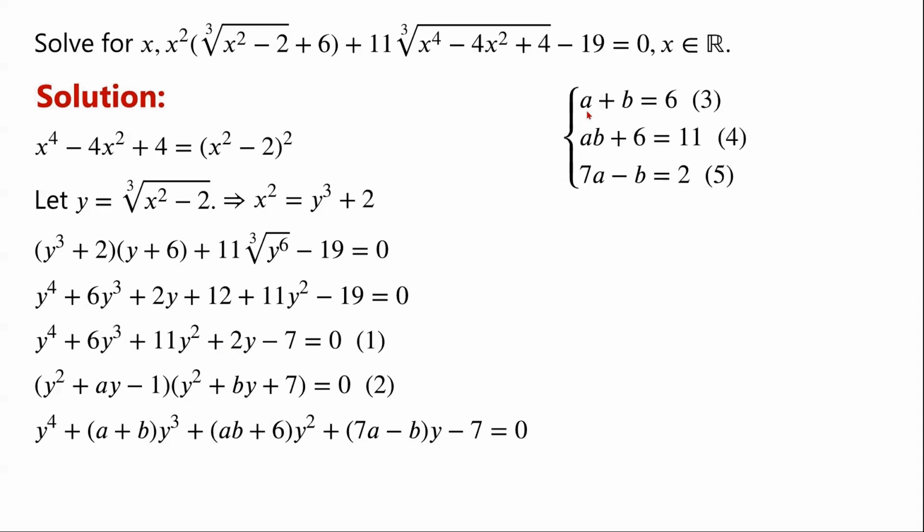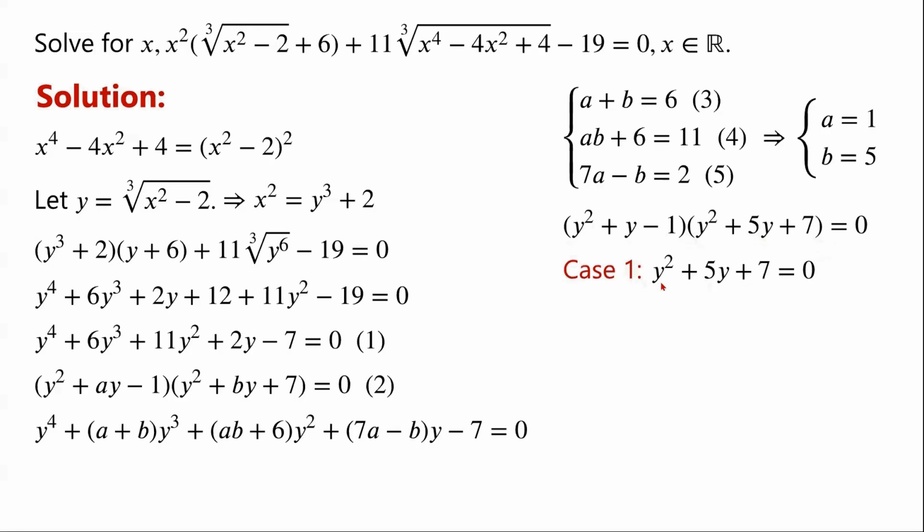Adding equation 3 and equation 5 together results in 8a equals 8. So, a equals 1. By substituting a equals 1 in equation 3, we obtain b equals 5. So, equation 2 can now be written as y squared plus y minus 1 times y squared plus 5y plus 7 equals 0. This implies either y squared plus y minus 1 equals 0, or y squared plus 5y plus 7 equals 0.